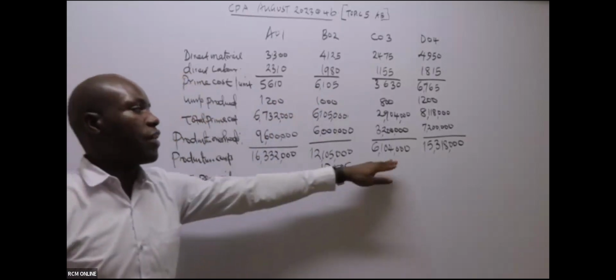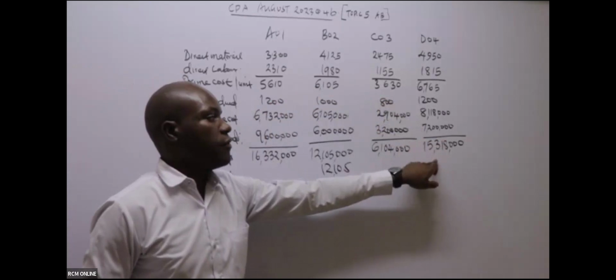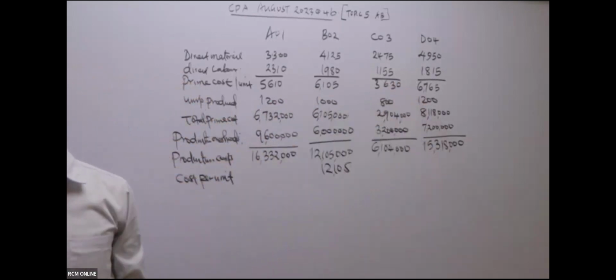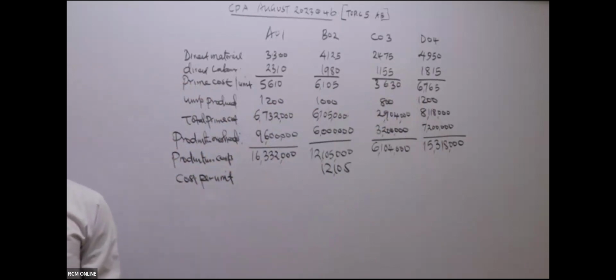Do the same to this other one: 6,104 divided by 800, and 15,318 divided by 1,200, to 2 decimal places. What are we getting here? What are we getting for product A1? 13,610.